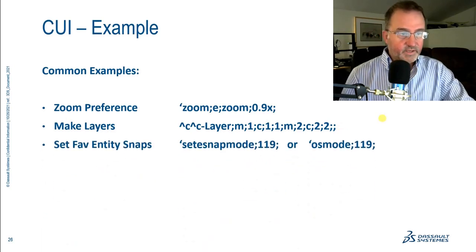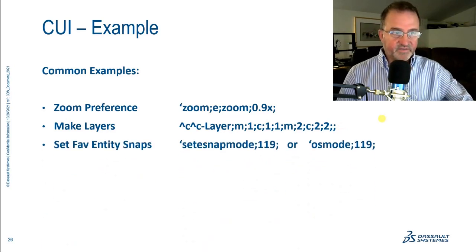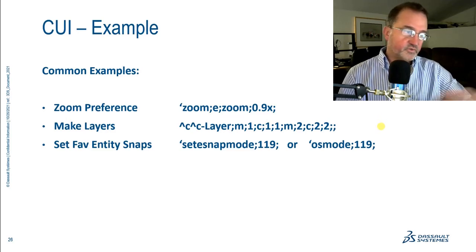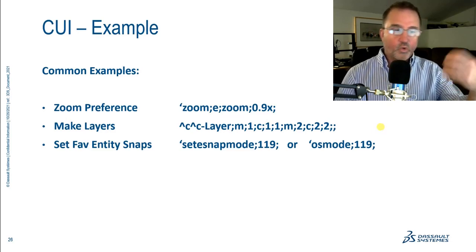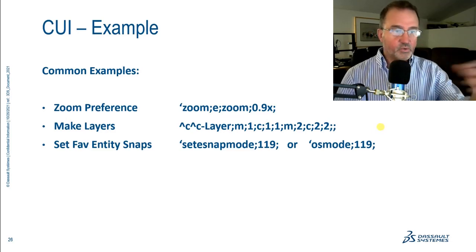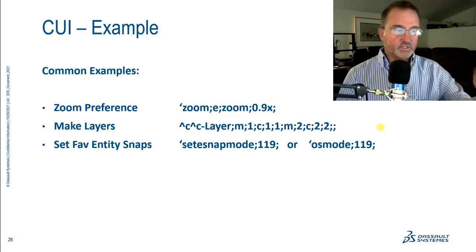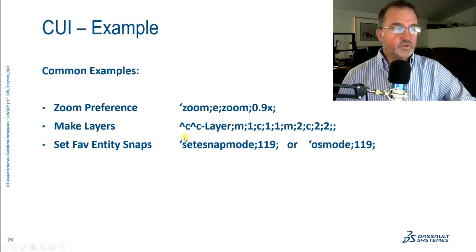Another favorite of mine is being able to quickly set my favorite snap mode or entity snap mode in the drawing. So for instance, maybe I'm doing something where I just want to pick quadrants or center points, where I've set my eSnap mode to be only a specific object selection type, and I want to come back to my favorite setting. What I can do is use the set eSnap mode or OS mode, and then use the number to create my favorite setting.